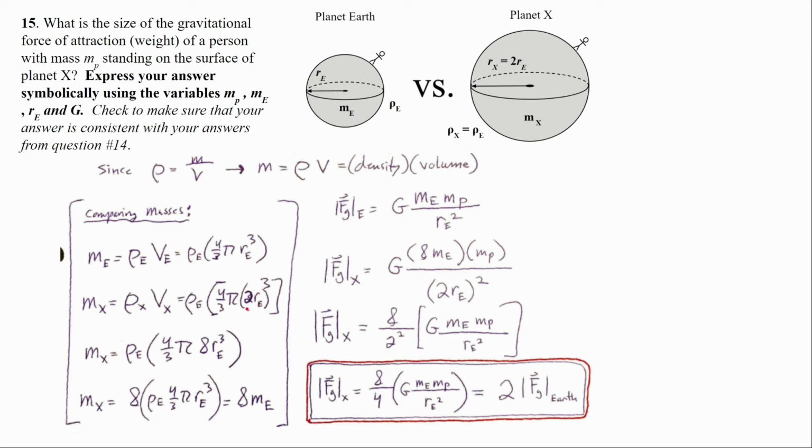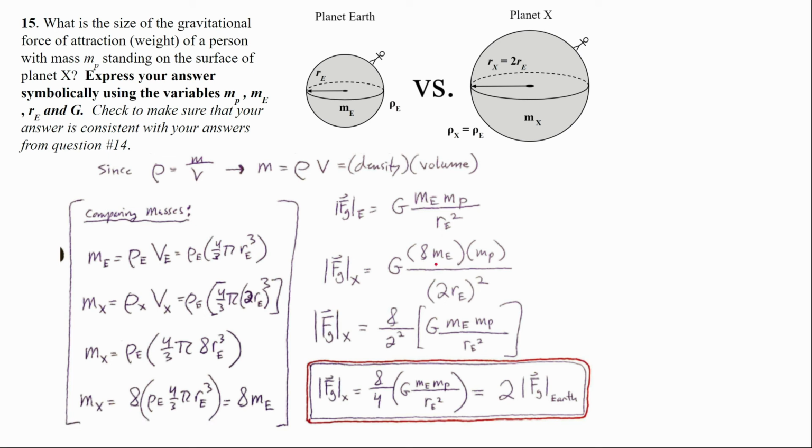And so when we have a radius that's twice the size of a planet, because we're cubing that radius, it makes the mass of that planet 8 times larger. So the mass of planet X is 8 times bigger than the mass of the Earth, which is why we can plug in for the mass of planet X 8 times the mass of the Earth.